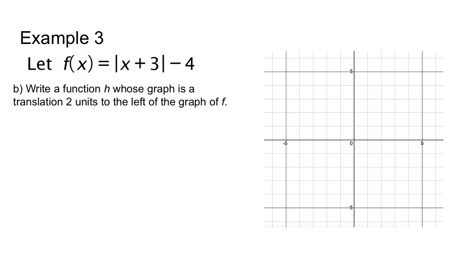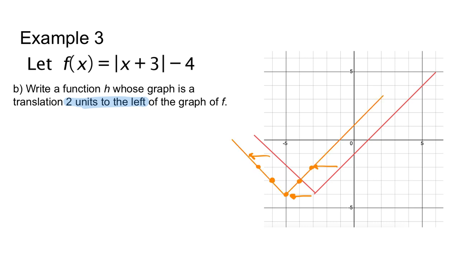Let's try another one. What if I take that same function, let me put it here on the graph, and what if now I move it to the left 2 units? Okay, what's that mean? Nothing different. We're still going to take each one of these points and we're going to move them to the left 2 units. Everything's moving to the left 2 units. So let's plot some points and see what my graph actually looks like. It becomes this nice orange line.